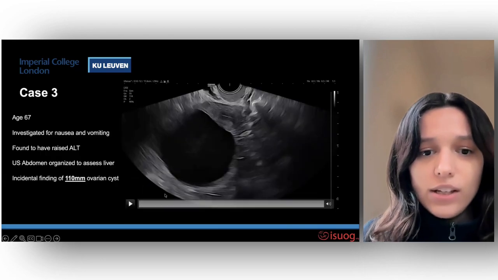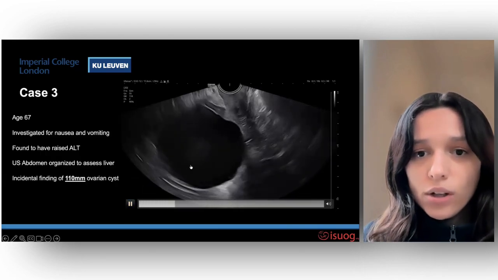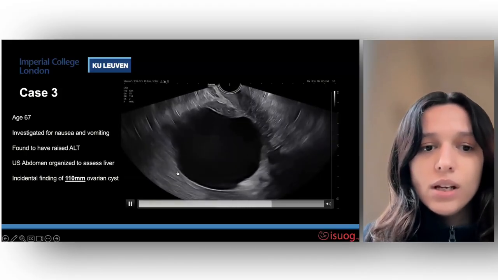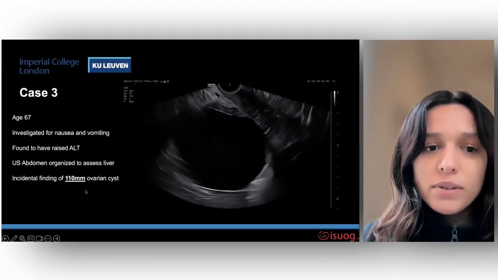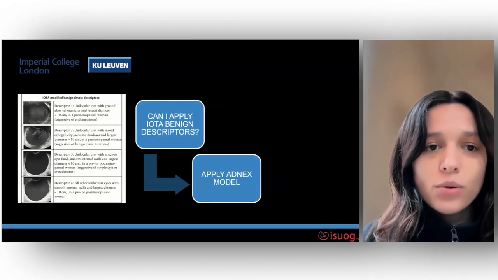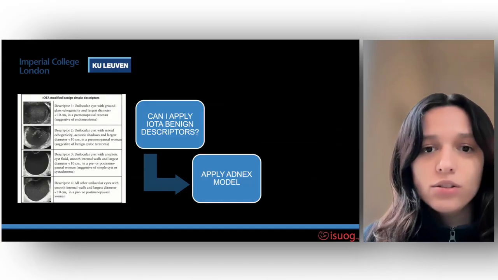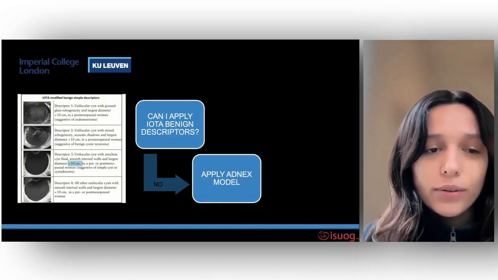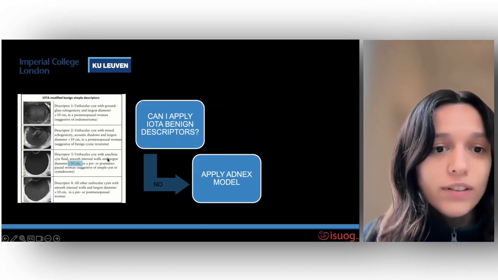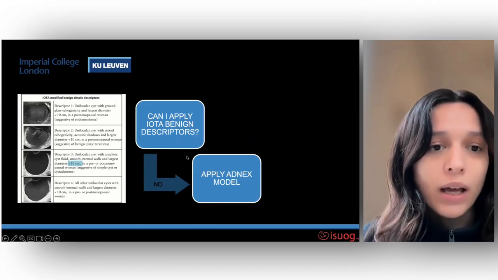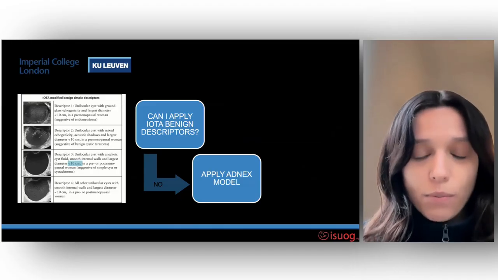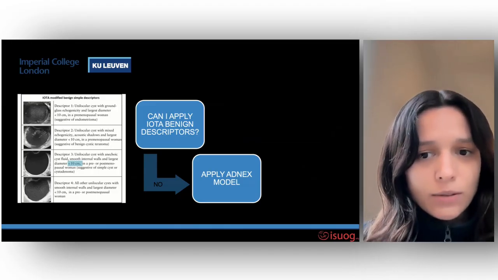Looking at this lesion, I would describe this as unilocular with anechoic cyst content and smooth internal cyst walls. Measuring it, the maximal diameter of the lesion was 110 millimeters. So the first question is, can I apply the IOTA benign descriptors? The answer is no, because although this cyst has benign appearances, it measures over 10 centimeters in size, so we cannot apply benign descriptor 3. And so you either use subjective impression, expert assessment, or apply the ADNEX model.